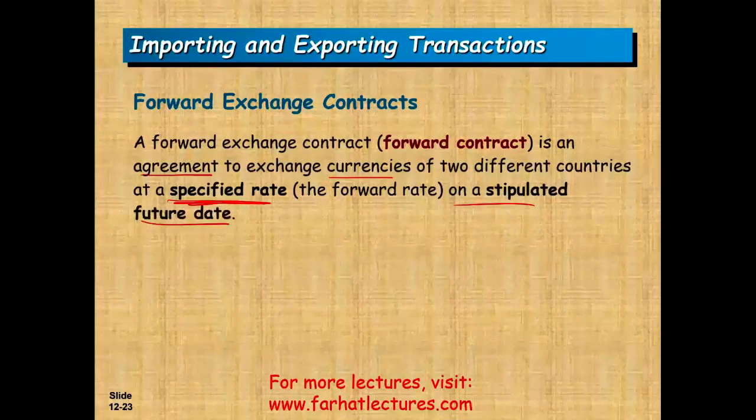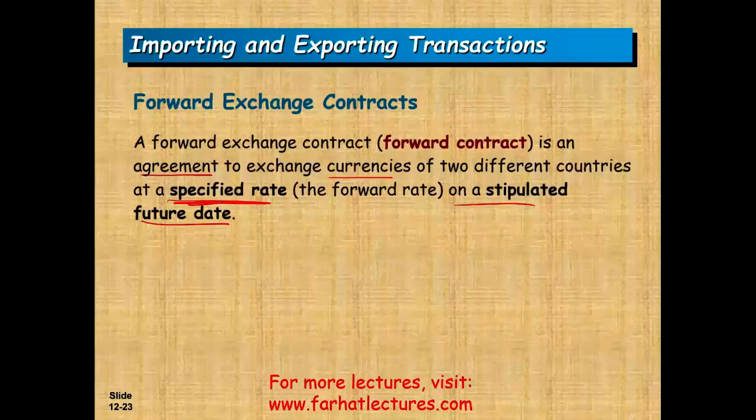So basically, you know you need a certain amount of money in the future in a foreign currency. Why? Because you purchased from another country. You purchased goods and services from Germany and you need to pay them. Therefore, you're going to know when you need to pay them, the time. Therefore, you buy a forward contract to make sure you can pay them.